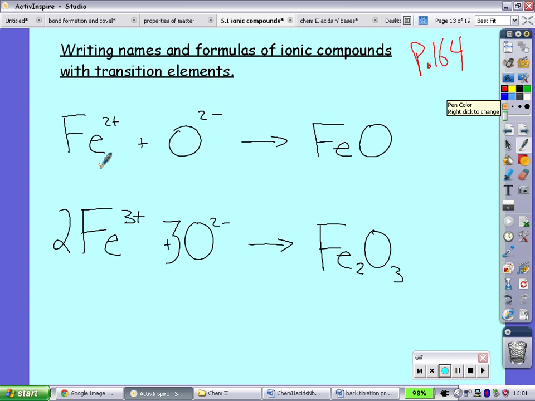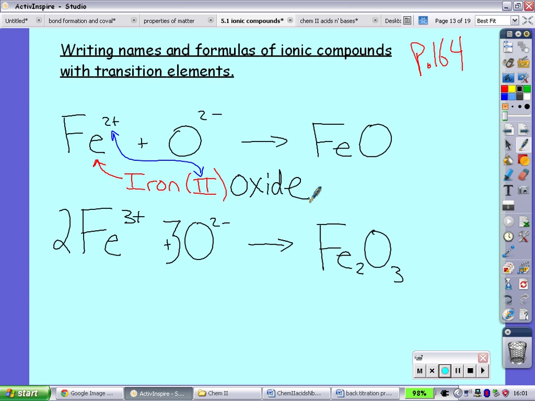Remember how we called this one? We said that was called iron 2 because the 2 is the same as the charge of the metal cation, right? So that's iron 2 oxide. And then the next one, I'm going to try and guess. It's going to be iron 3 oxide.